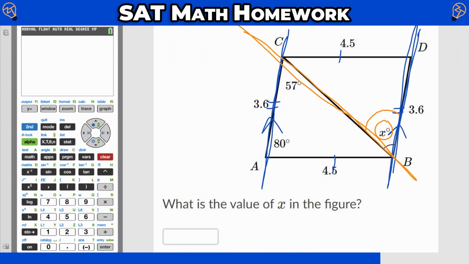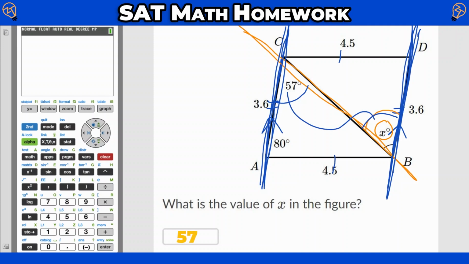So notice we have parallel lines cut by the transversal, and the specific relationship is 57 and x are alternate interior. They're interior because they're between the lines, and they alternate over the transversal. And alternate interior angles are congruent, which makes x 57.